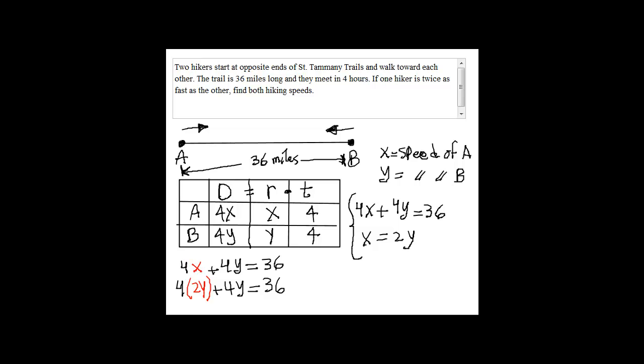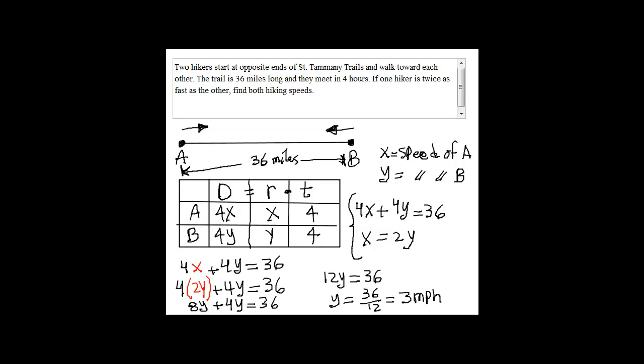So we have 8y plus 4y is equal to 36. So we have 12y is equal to 36. So what's the speed of hiker B? Anyone? Don't forget, always put the unit in front of it. That would be 3 miles per hour, right?